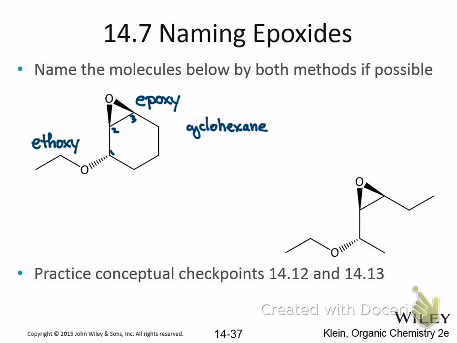So which do you think is 1? Well, epoxy comes before ethoxy, doesn't it? Oh yeah, it goes the other way. Nice. Unless I'm spelling it wrong again. 1, 2, 3, 4. So it's 1, 2, epoxy cyclohexane is the parent. This part's easy.